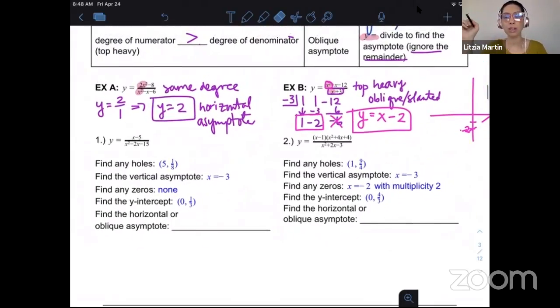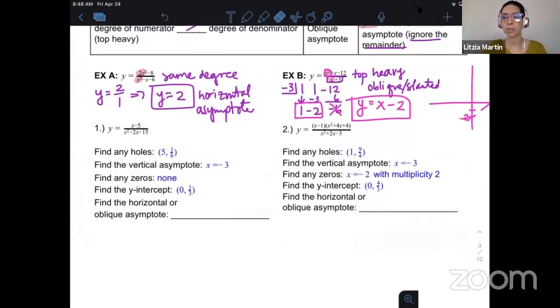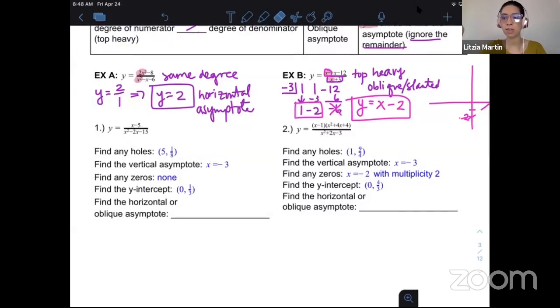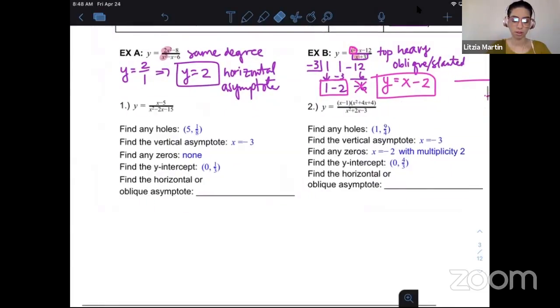If you have any questions, please let me know in the group chat. Maybe you came across something in the play pause it video that you want to ask about. So please feel free to type it or just ask. But I'm going to do these 2 examples here just really quickly.